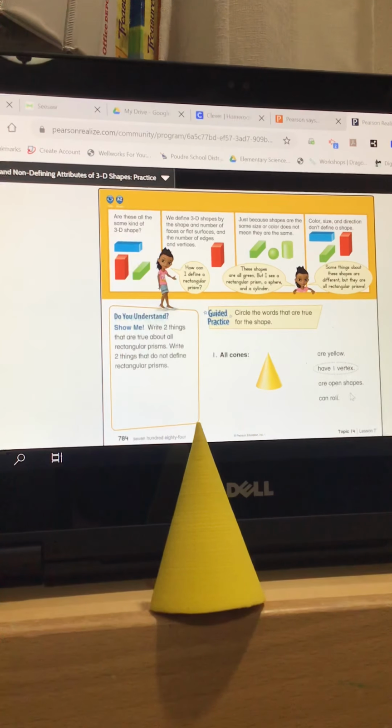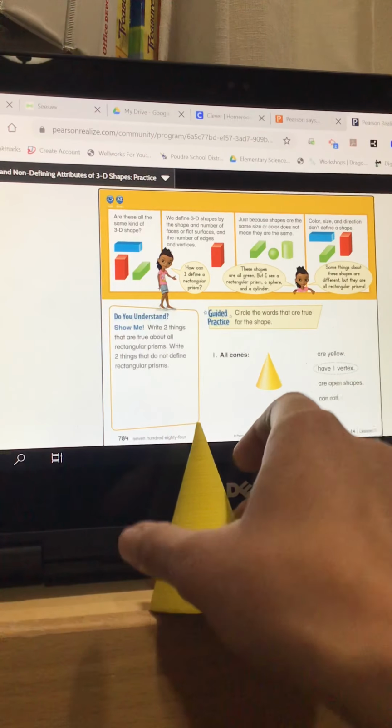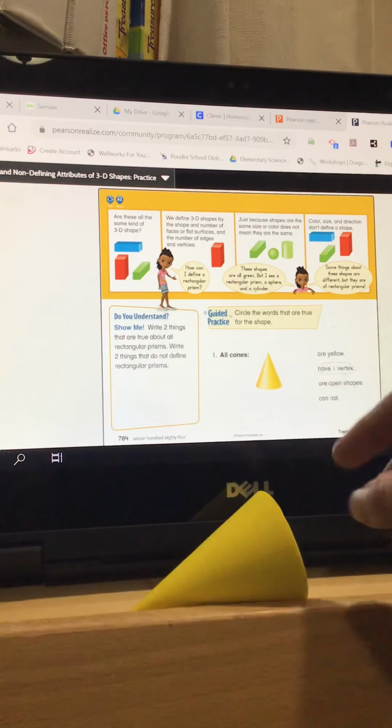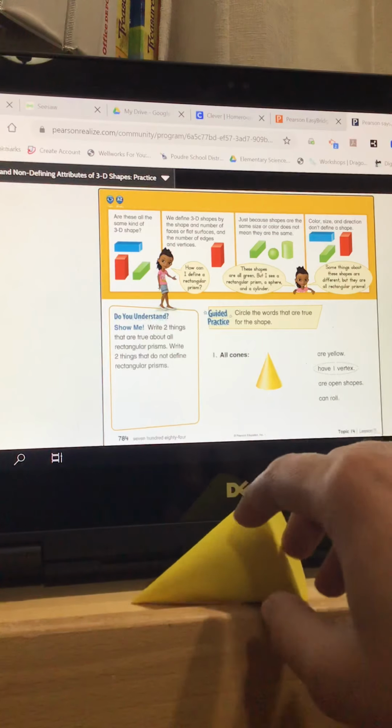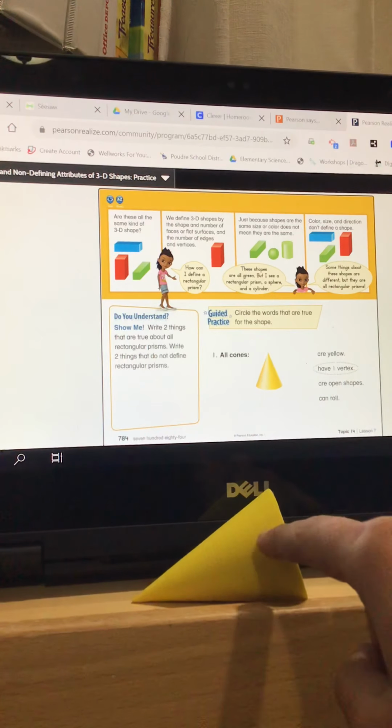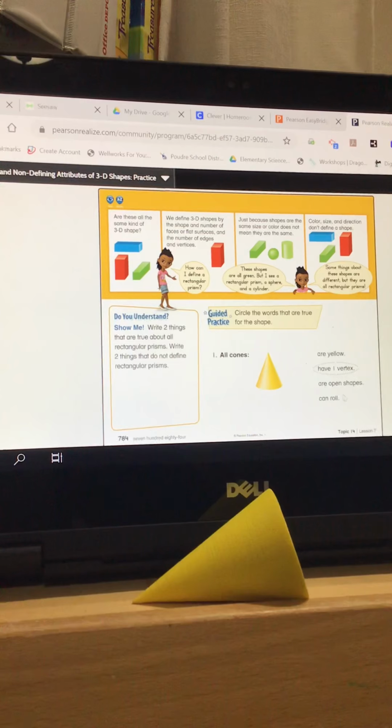And can roll. So if I put this on the table, can it roll? Well, where it's at, it cannot roll. But yes, this cone can roll. So it has one vertex and it can roll. All cones have one vertex and can roll. Some cones are open shapes, but not this cone.